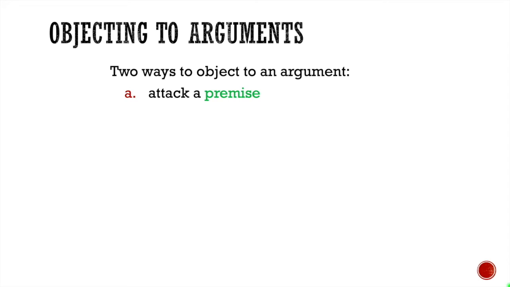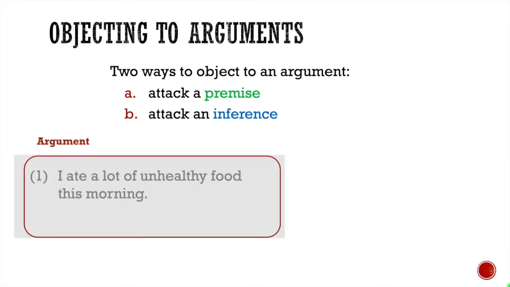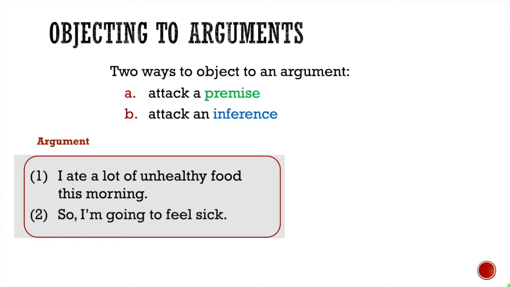And after making arguments, there often come objections to arguments. So here are two ways to object to an argument. One way is to attack a premise. Another way is to attack an inference. So take, for example, this argument. Premise 1: I ate a lot of unhealthy food this morning. Conclusion: so I'm going to feel sick.